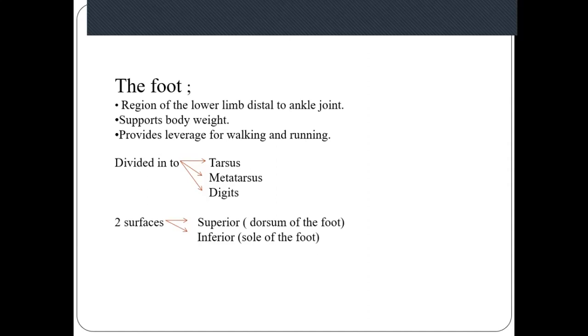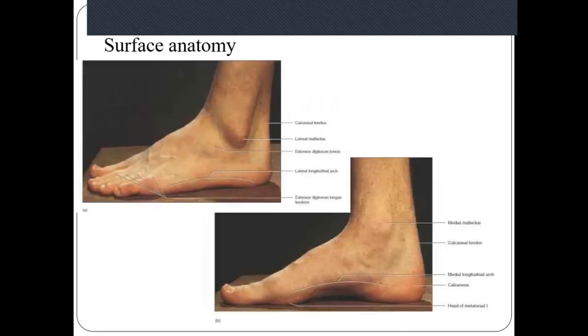And it has two surfaces. Its superior surface is the dorsum of the foot, and the inferior surface is the sole of the foot. This picture shows some surface anatomy of the foot. So this is the lateral side of the foot. It shows us the lateral malleolus and the lateral longitudinal arch. And there is the calcaneal tendon.